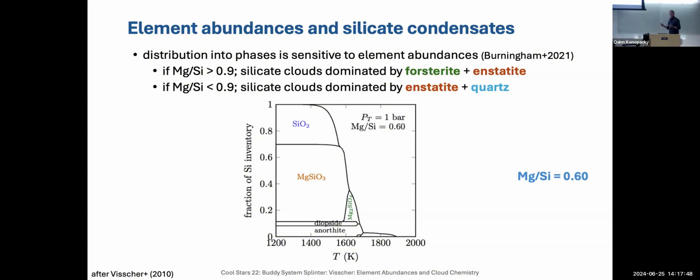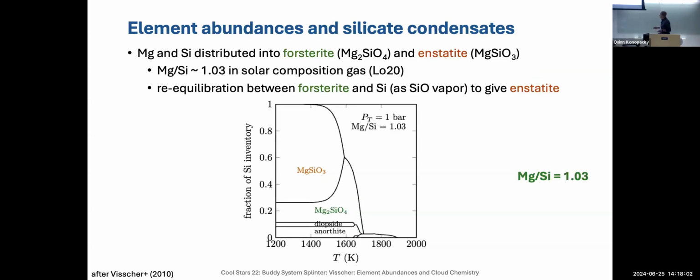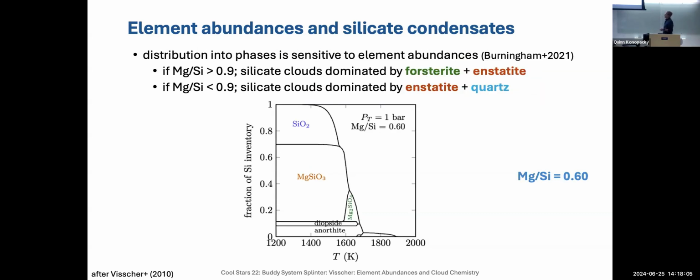Now, in this scenario, we have an excess of silicon relative to magnesium, and there's a sense in which quartz, SiO2, serves as a sink for that excess silicon. So we have changed the condensation sequence in terms of which silicate phases are stable. Here, if we have magnesium to silicon of just 0.6, we still do get forsterite at very high temperatures, though not all through at once. We have to obey the Gibbs phase rule. But here we end up with clouds that are dominated by enstatite and quartz.